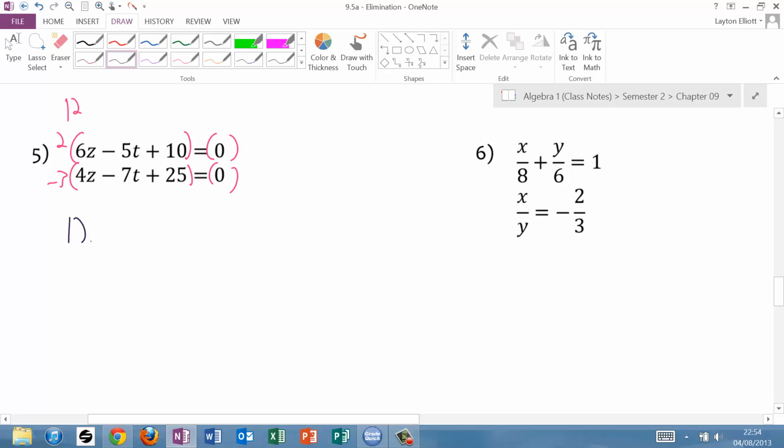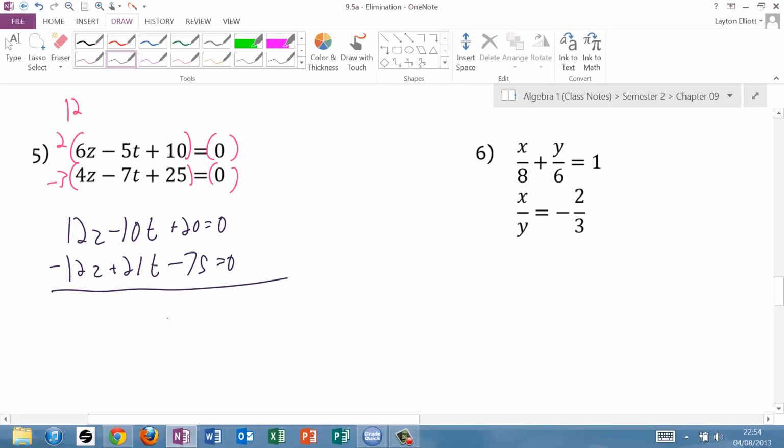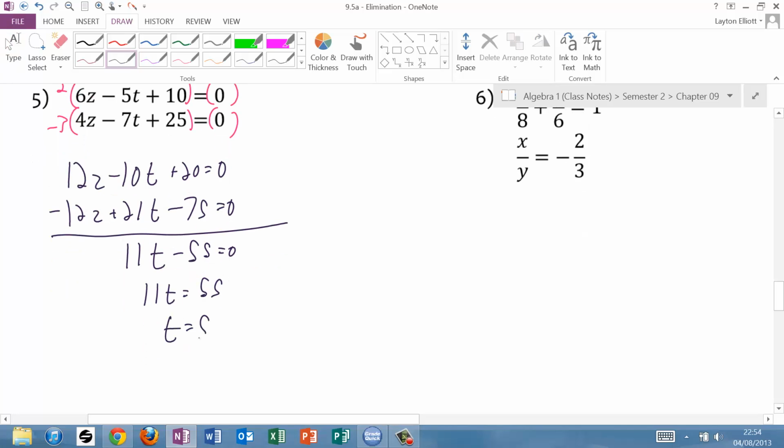I'm going to rewrite it. 12z minus 10t plus 20 equals 0, and then -12z plus 21t minus 75 is equal to 0. And add. We get 11t. This would be positive 11t minus 55 is equal to 0. Add the 55, and I get 11t equals 55, or t is equal to 5.